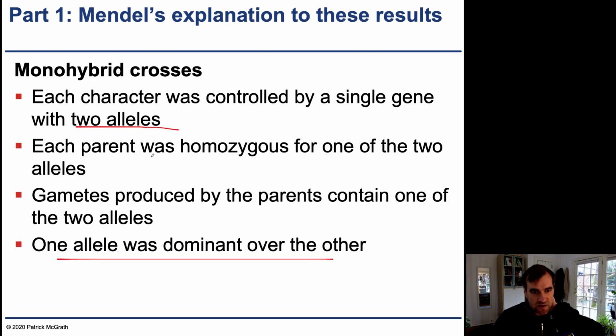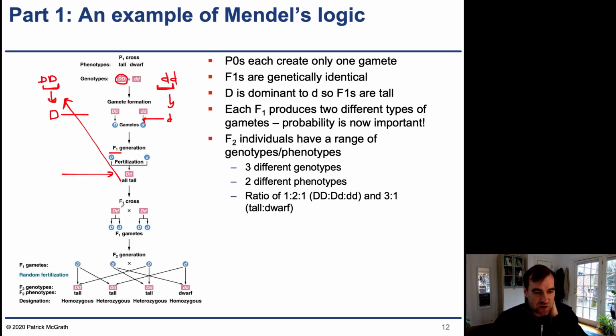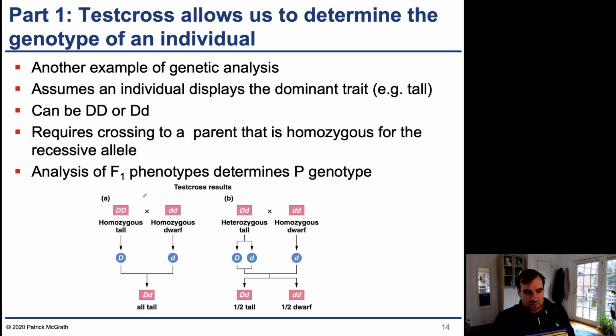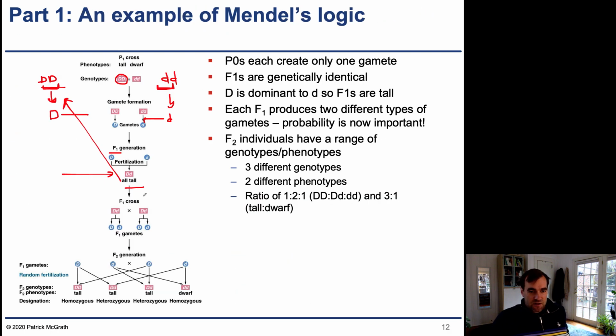And this is where the dominance comes in. The dominance comes in because for these crosses, individuals that are heterozygotes have the exact same trait as the individuals that are homozygous. So these individuals are tall, just like these individuals are tall. So all of the F1s are tall individuals. So now in the next generation, he decided to cross the F1s together.